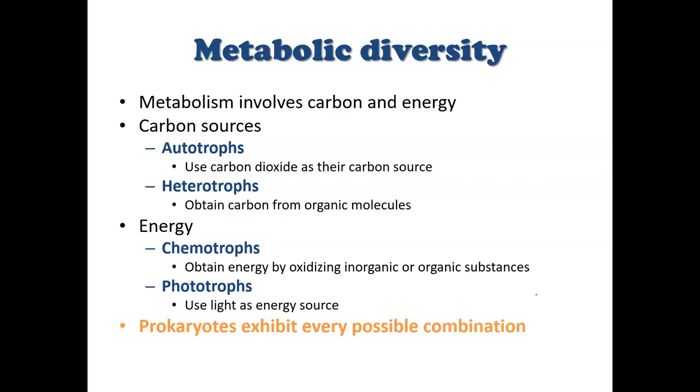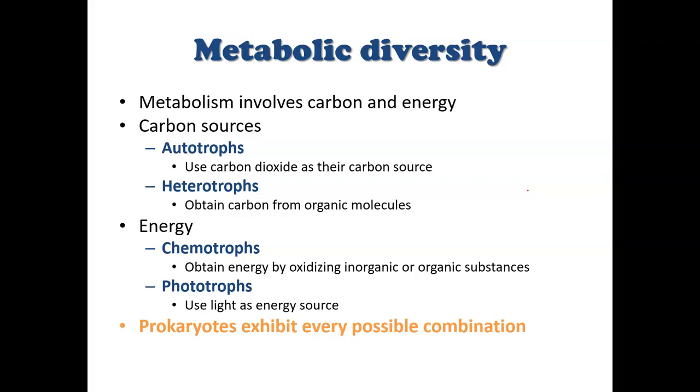The second component of metabolism has to do with energy. So where do you get your energy? Chemotrophs are organisms that get their energy from organic molecules, whereas phototrophs utilize the energy from the sun. So combining these things, you can be a photoautotroph, right? Like plants. Plants use light and then they fix their own carbon. You could be a chemoheterotroph like us, right? We rely on molecules for energy and for carbon, the organic molecules, right?